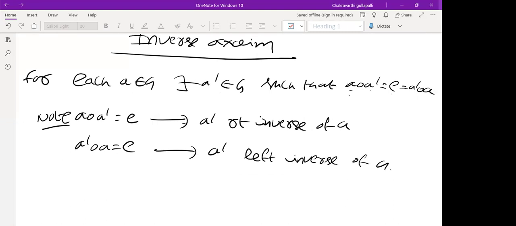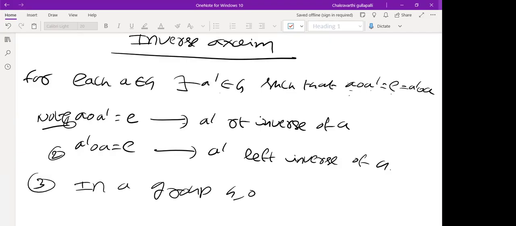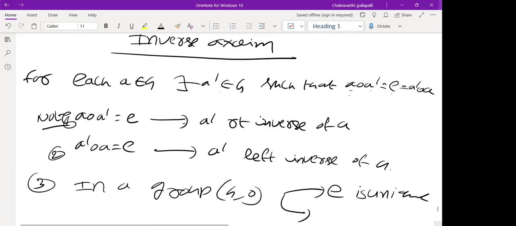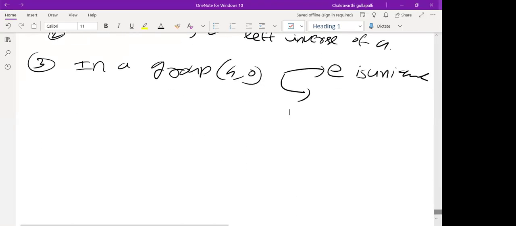Okay, so in a group G comma circle, the identity E is unique. Right identity equals left identity equals identity. And the inverse is also unique. Unique in the sense that A prime may change for different elements, so different elements can have different inverses. But one element cannot have many inverses. So the inverse is unique.